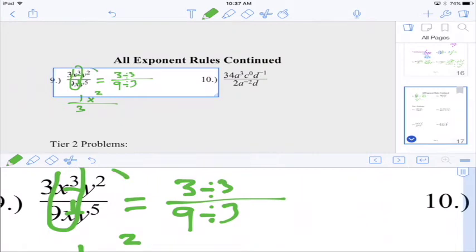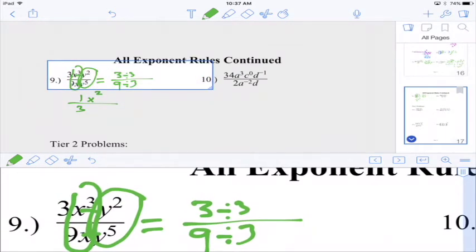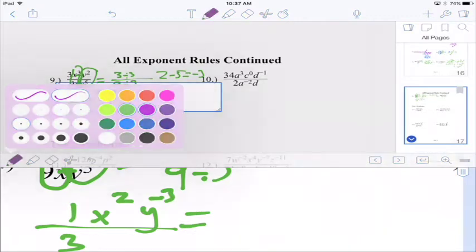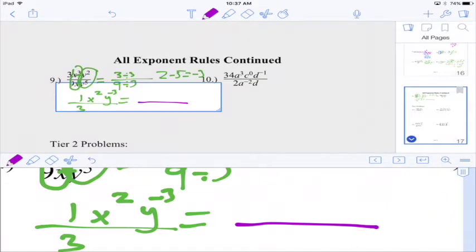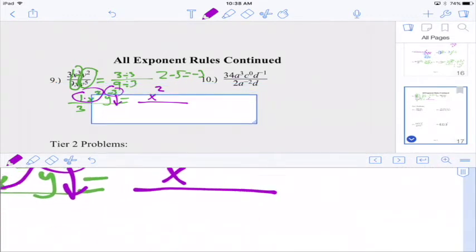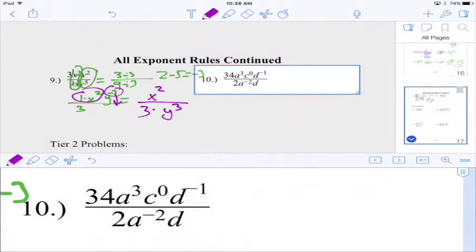Then I have my y's. Y squared divided by y to the 5th. This is y to the 2 minus 5. Well, 2 minus 5 is -3. So this is y to the -3rd. That's perfectly acceptable, except we don't want negative exponents. So I'm going to do, well, 1 times x squared is just x squared. I'm going to flip my negative exponent down to the denominator. So 3 times y cubed. Okay, there's my answer.